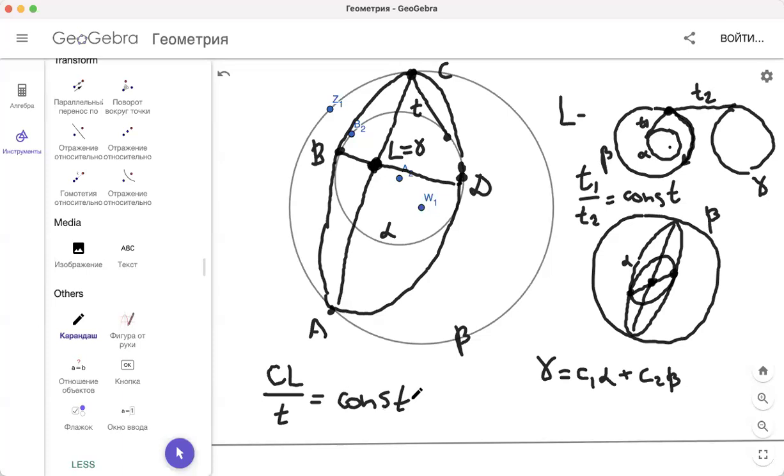Yes. But here, I already said that we have perpendicular lines. Yes, it is obvious that lines CD and BD are perpendicular. So CL is the distance from C to line BD. Yes.